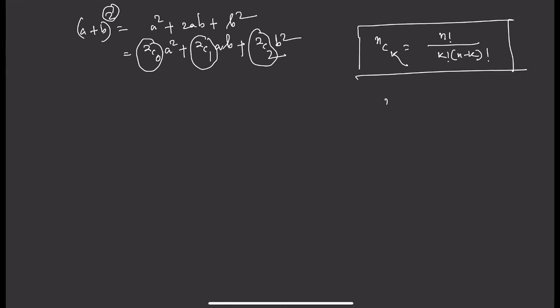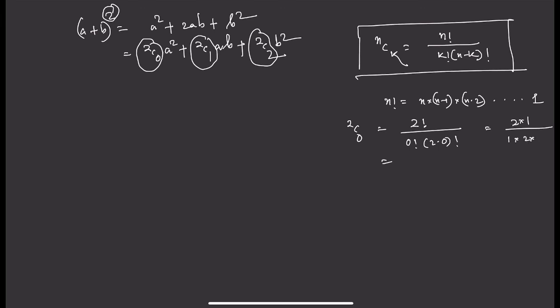What is n factorial exactly? n factorial is nothing but n into n minus 1 into n minus 2 into dot dot dot up to 1. Okay, so by this you can see here what is 2C0. 2C0 is nothing but 2 factorial divided by 0 factorial into 2 minus 0 factorial. What is 2 factorial? 2 factorial is nothing but 2 into 1, 2. 0 factorial is 1. You remember this one. Again 2 factorial, 2 into 1. So this will cancel out. So this is going to be 1. That's why instead of 2C0, here you have replaced 1 into a square.